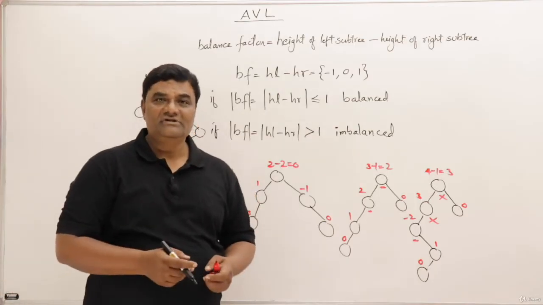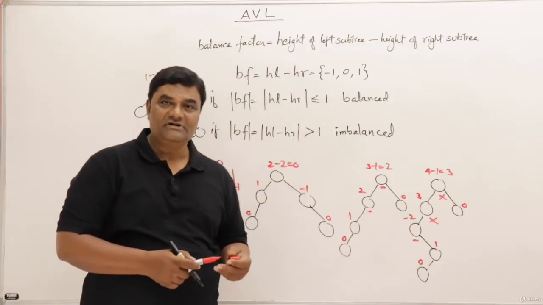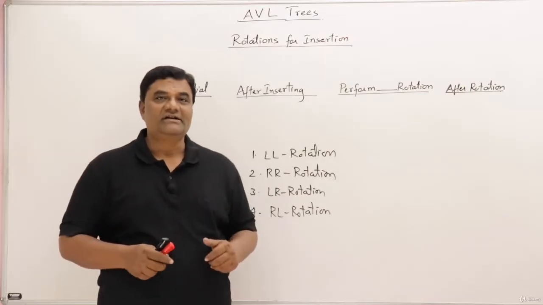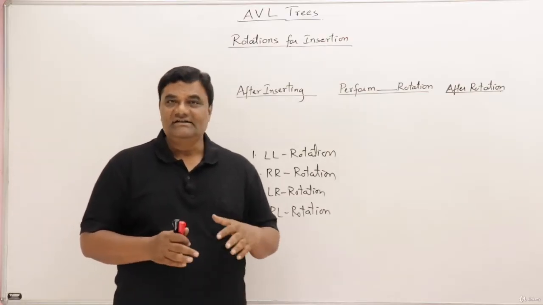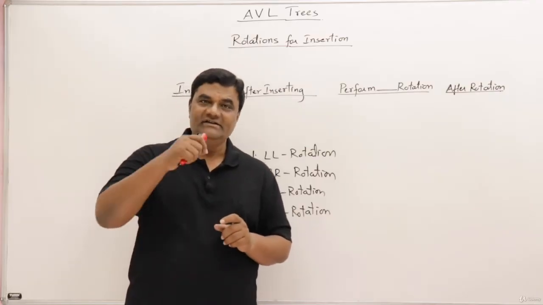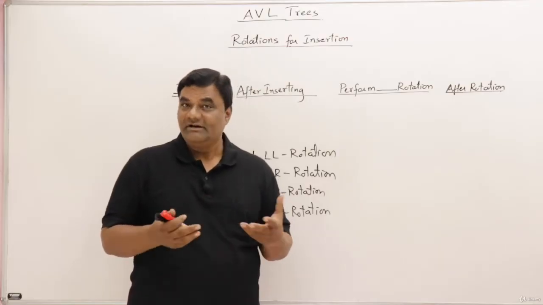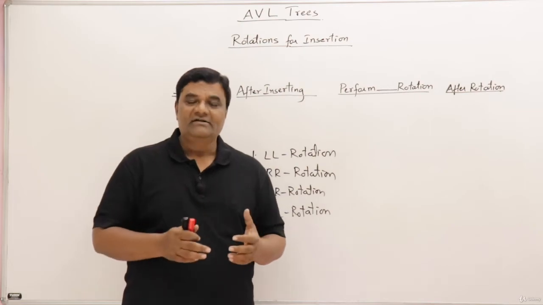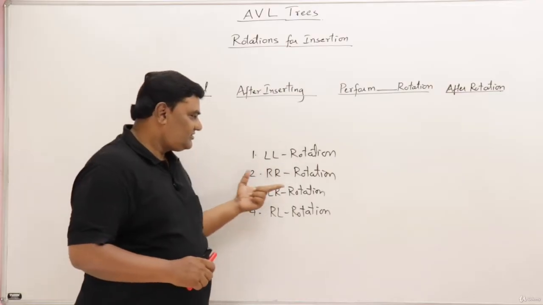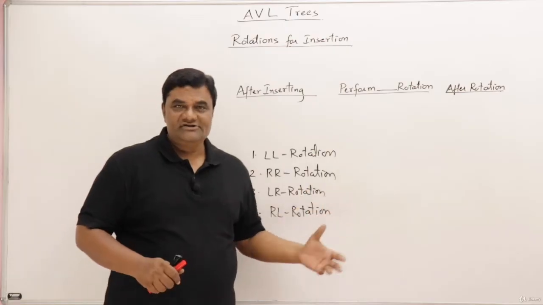Now next, if any node is imbalanced, we will learn how to balance a tree by performing rotations. In this video, we'll learn about rotations at the time of insertion, that is, at the time of creation of an AVL tree. When we are creating an AVL tree and inserting any key, some nodes may become imbalanced, so the tree becomes imbalanced. To balance that, we perform rotations. Those rotations are named LL rotation, RR rotation, LR and RL rotations. We'll understand all these rotations one by one.